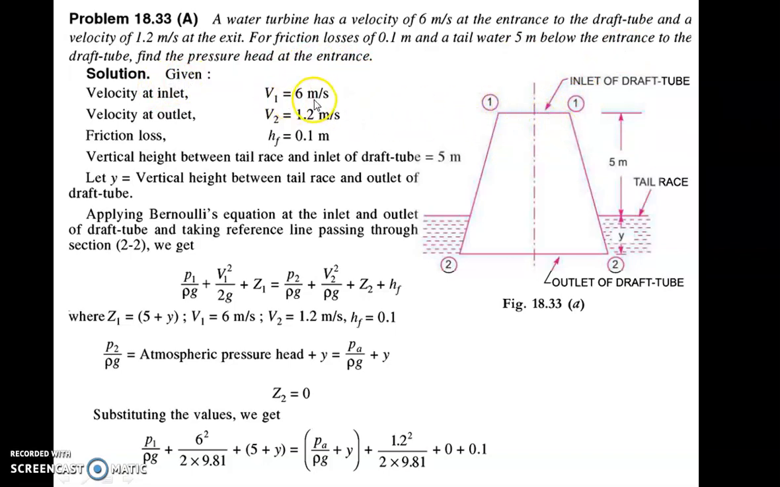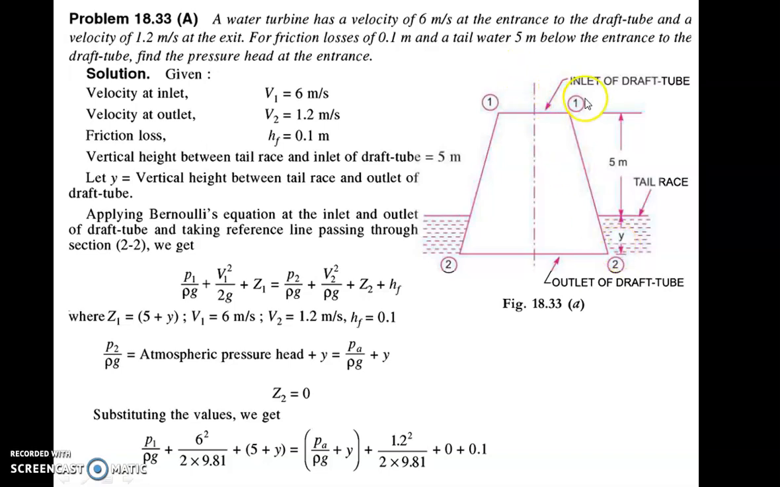Okay, so let us take V1 as 6 meter per second, V2 as 1.2 meter per second, HF is equal to 0.1 meter, that is the given loss, and 5 meter is the tail race level from the entrance of the draft tube. So HS is given as 5 meter, and this is the Y distance. That Y distance you have to consider according to our theory.